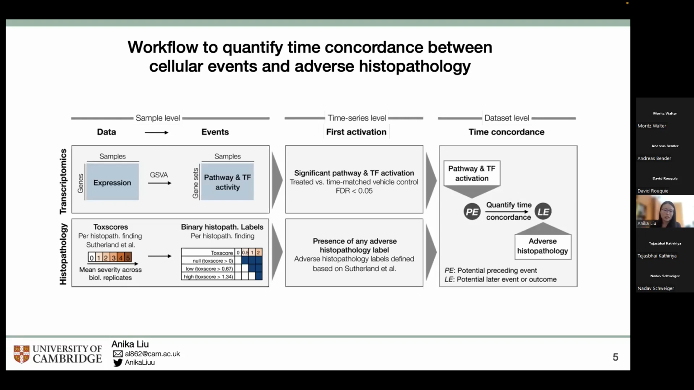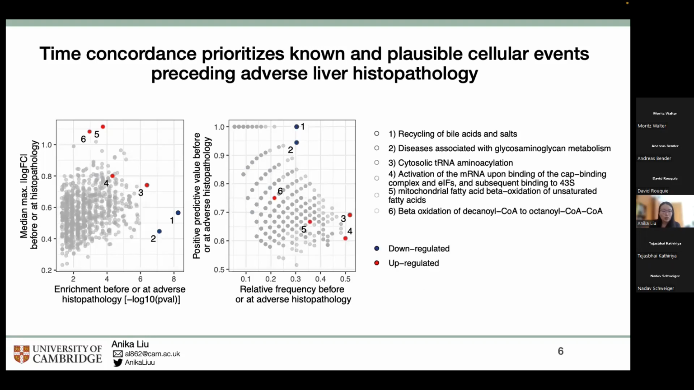So this exactly means that we don't find the compound-specific effects, but rather what is overall across the time series linked to adverse effect. Using this approach, we found that known mechanisms in DILI are indeed time concordant, but this also applied to many other pathways and transcription factors, which is why we looked for additional properties which can be useful to prioritize and characterize these time concordant events. And these are shown as axes here.